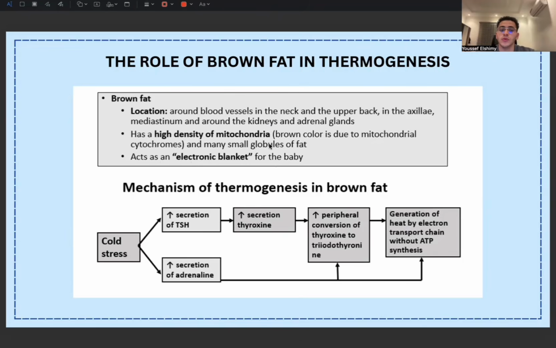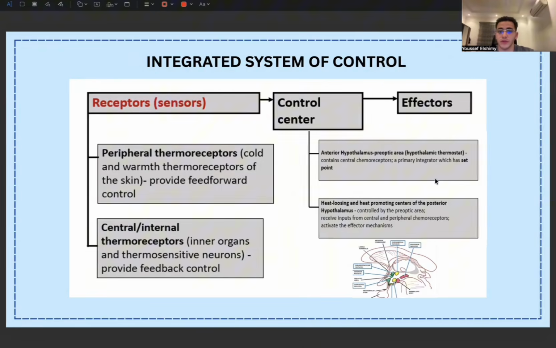So, how does brown fat produce heat? Under cold stress, there will be increased secretion of TSH as well as adrenaline. These are very important in causing non-shivering thermogenesis. TSH would lead to increased thyroxine, then thyroxine would be converted to the more active form of thyroid hormone. And all of these would generate heat by increasing the uncoupling of the electron transport chain from ATP, and the generation of heat through the mitochondria.